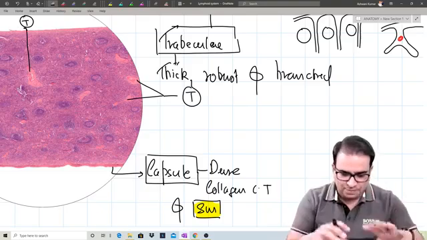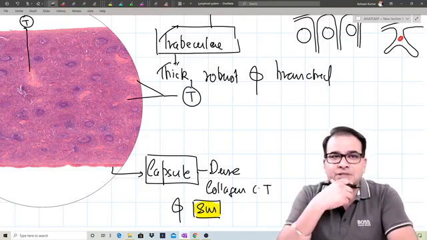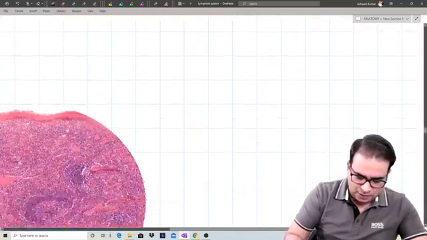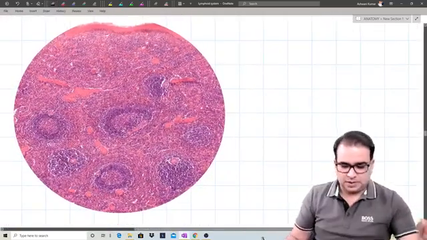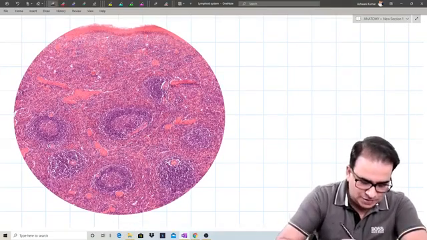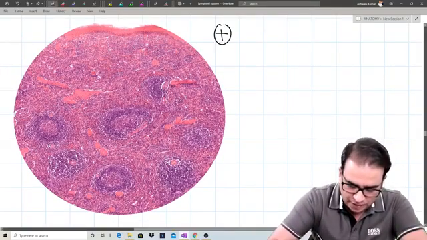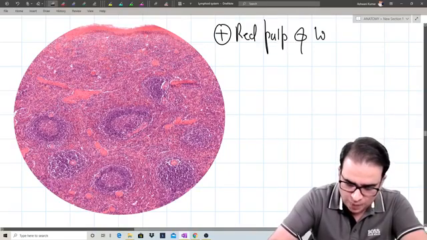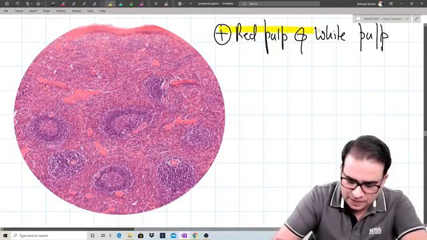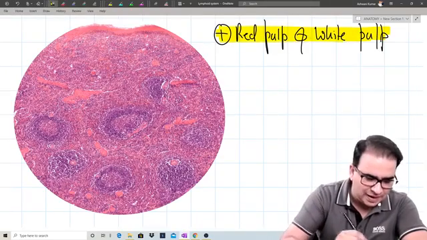Now, let's get more inside. Let's get into the detail of this slide. If I look at a closer view of this spleen, what you're looking at here, guys, is the presence of the red pulp and white pulp, one very, very important feature of the slide of the spleen. Now what are this red and white pulp?